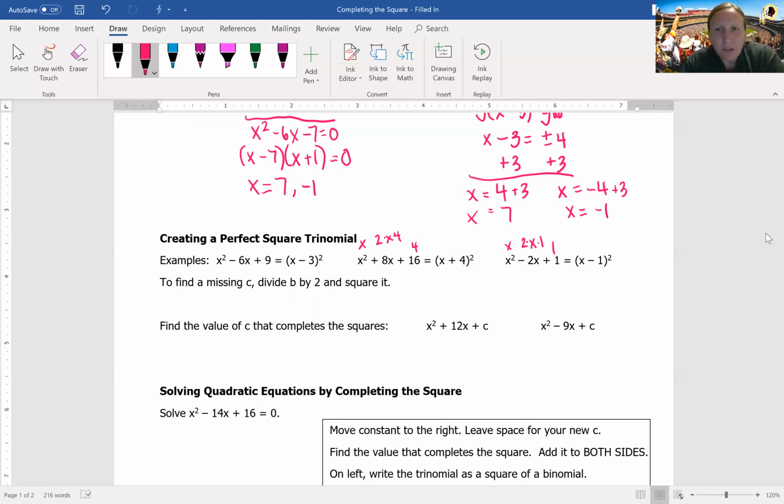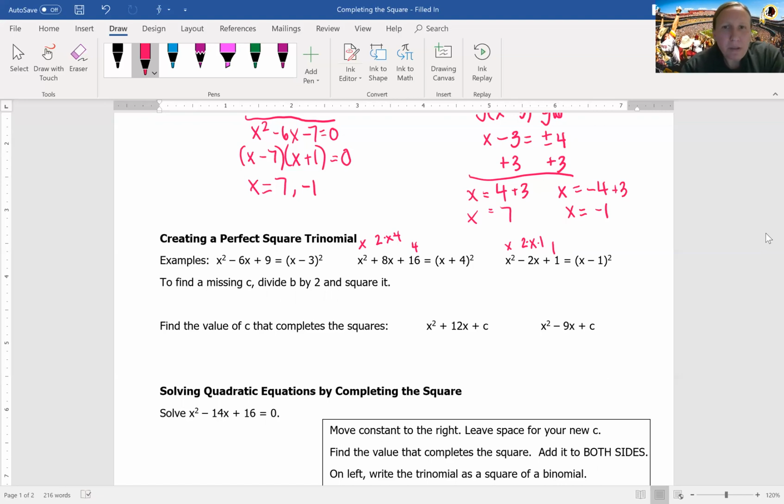Remember that c term will always be positive because no matter what number is there at the end of the binomial, when you multiply it by itself, it gives you a positive number. But the sign of the middle term does determine the sign of the binomial. So because it was minus 6x, this one was -3. This was plus 8x, so this was +4. And this was minus 2x, so the binomial was -1.